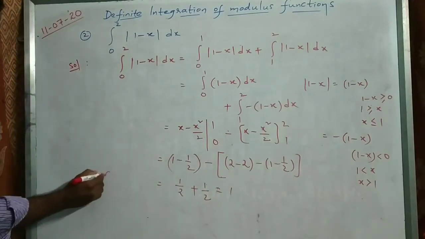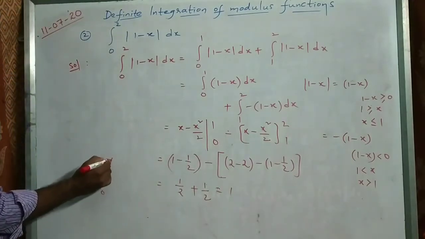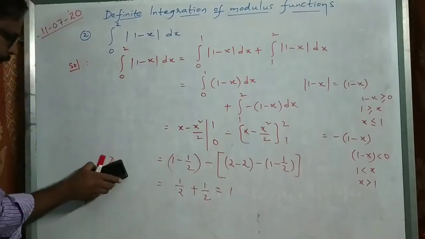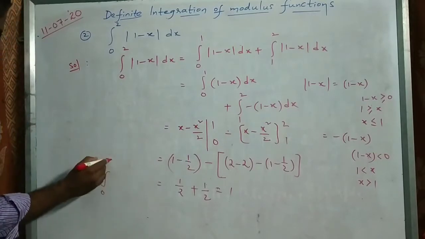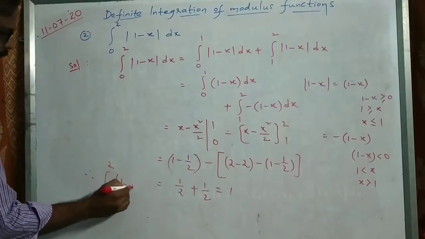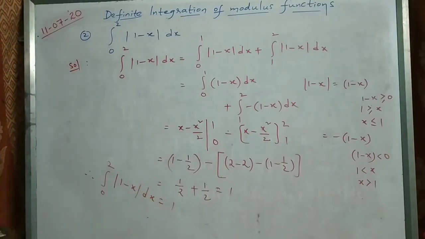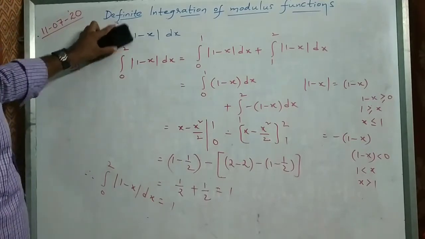Therefore, integral 0 to 2 modulus 1 minus x dx value is 1. Clear? Let us see one more problem. Same model we will see. Try to understand the procedure, it will be easy for you.